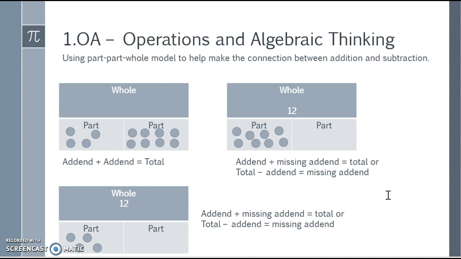So what we are modeling in the first one is addend plus addend equals total. The second box is addend plus missing addend, we don't know the second part, equals total. Or we could rewrite it as a subtraction as total minus addend. So 12 minus 8 gives us the missing addend. Similarly, on the last box, they're interchangeable depending upon which numbers are there, but addend plus missing addend equals total, or total minus addend equals missing addend. So part-wholes are great for showing difference and subtraction and addition.